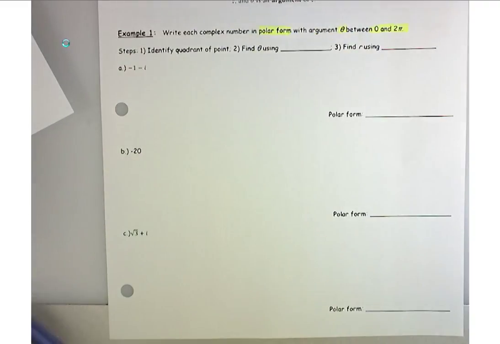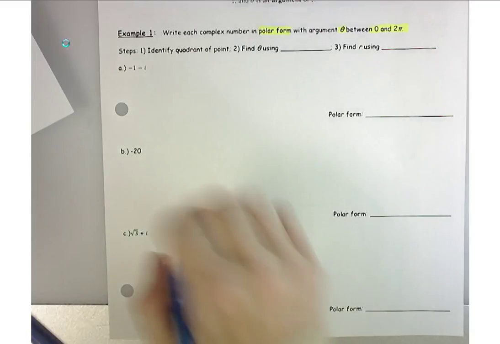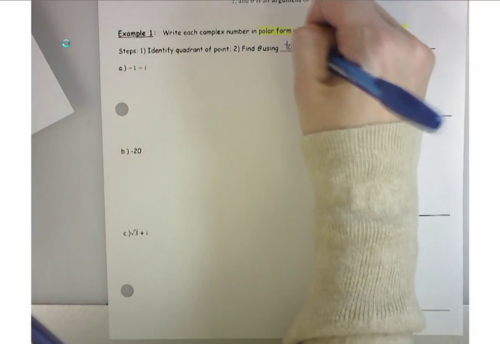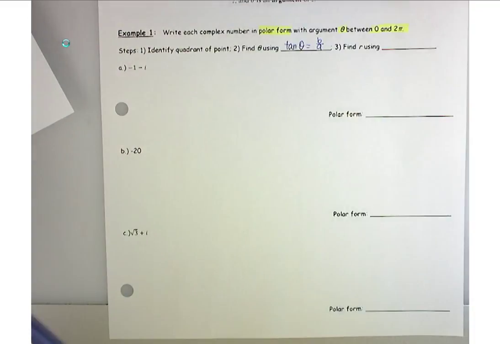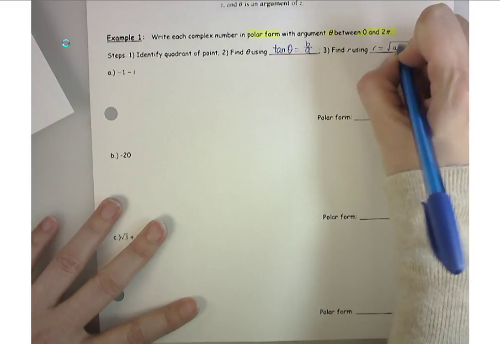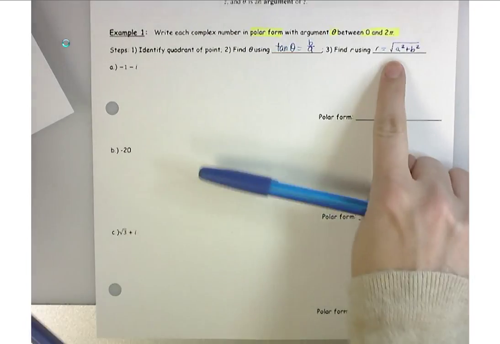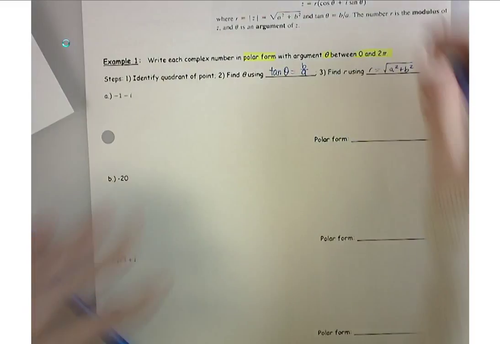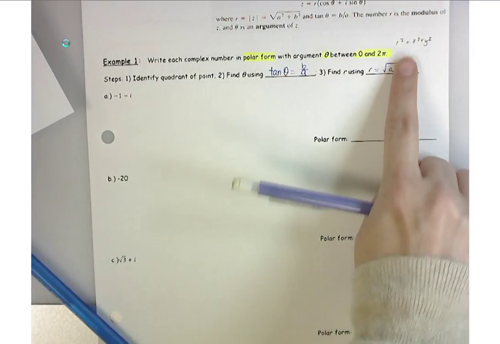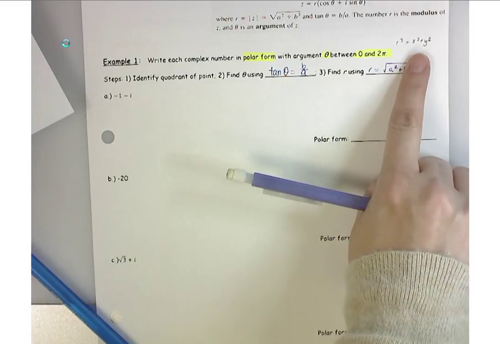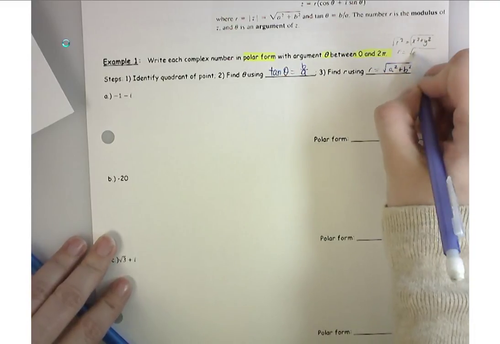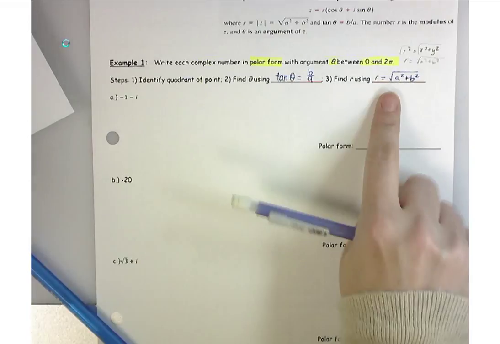I wrote down some steps for you to help you get started. The first one is identify the quadrant of the point, and then we're going to find theta using the tangent of theta equals b over a, and then we're going to find r using r equals the square root of a squared plus b squared. I just want you to know this comes from r squared equals x squared plus y squared, except now instead of x and y, we're using a and b because we have complex numbers. It's like you're taking the square root of both sides, right? So that's where it comes from.